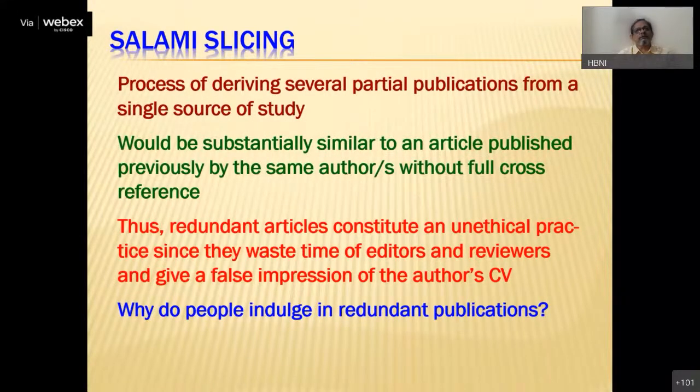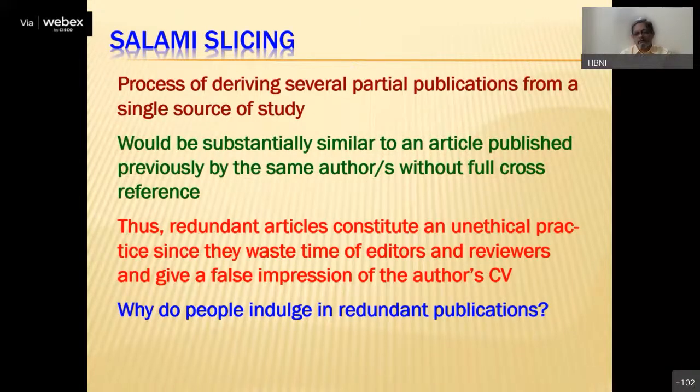So what is this salami slicing? This is the process of deriving several partial publications from a single source of study. And this again would be quite substantially similar to an article which is published by the same authors. These redundant articles constitute a fairly unethical practice, since they waste the time of the editors, waste the time of the reviewers, and they also give a false impression, or they bloat up the author's CV.